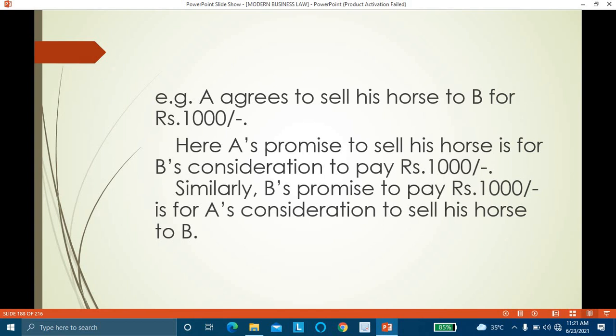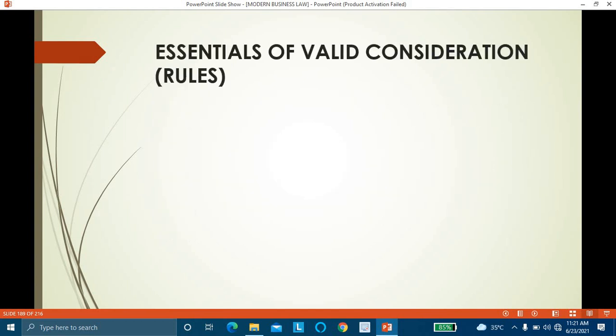Now, what are the essentials of valid consideration? This is also known as the rules relating to consideration. This is a question which is often asked in question papers. Now, one by one, we will first have a look at the points.